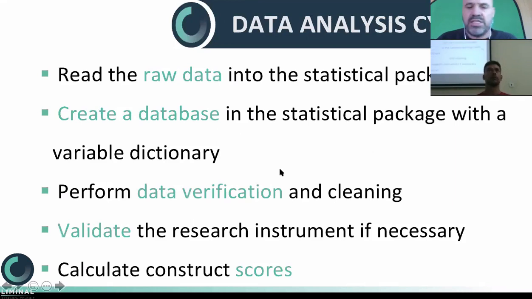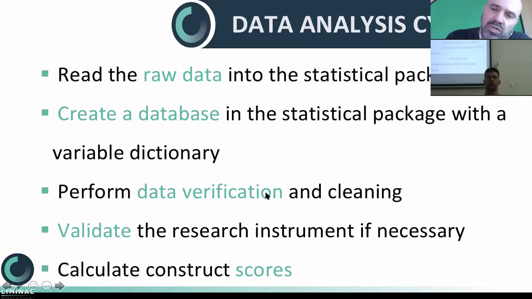Then, okay, just the steps in the data analysis cycle, then we finish. You use the data analysis cycle to do analysis. So first you'll read in the raw data from Excel into the statistical package. Then you'll create a database in the statistical package. So what it means is you give it the labels, the variable labels and value labels. So the 1 male and 2 female, and then the measurement type, like categorical and continuous. You set that all up in the statistical package. Then you do data verification and cleaning.